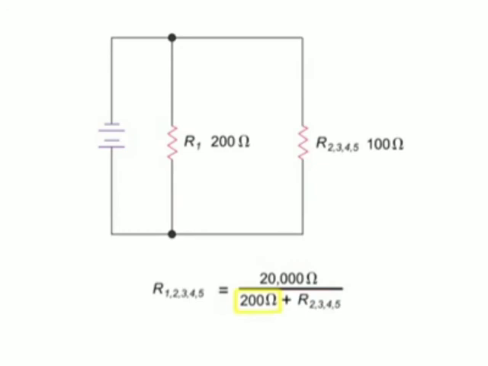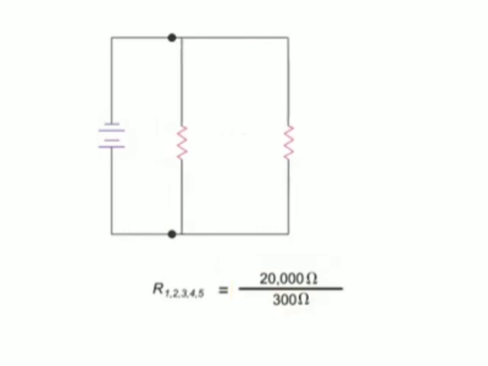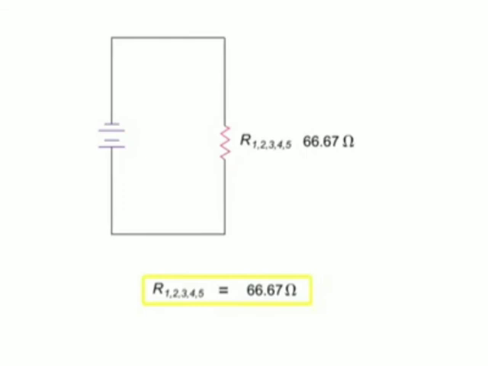Resulting in an overall circuit resistance value of 66.67 ohms.